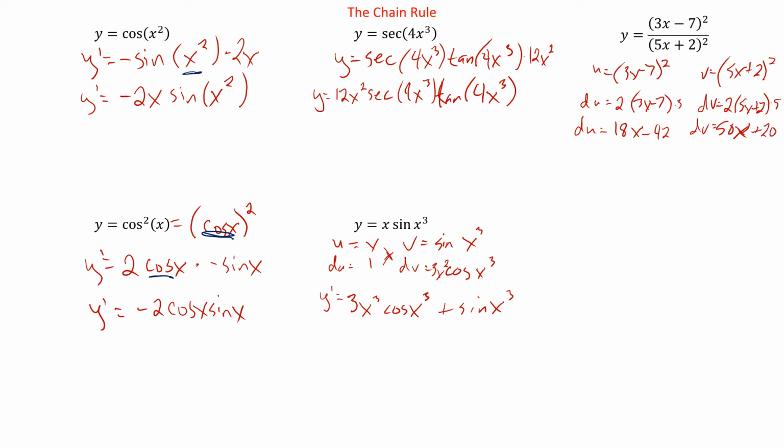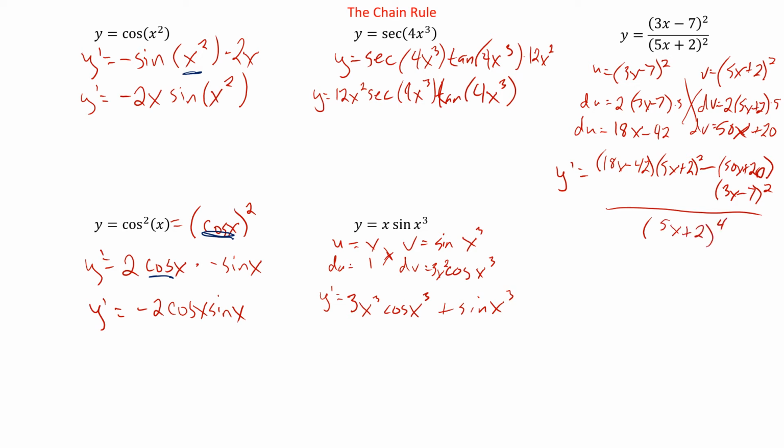So now our y prime, we're going to have that times that. So 18x minus 42 times 5x plus 2 squared, minus this times this, so we have 50x plus 20 times, I'm on the edge of my screen here, 3x minus 7 squared, and then all over square the denominator, gives us 5x plus 2 to the fourth.